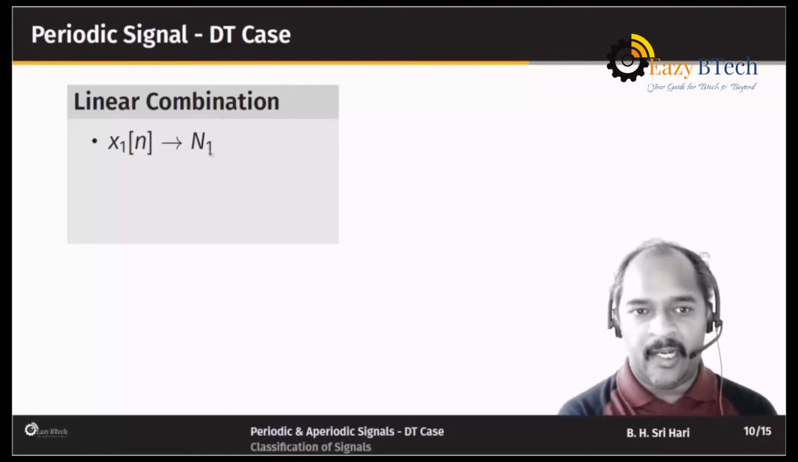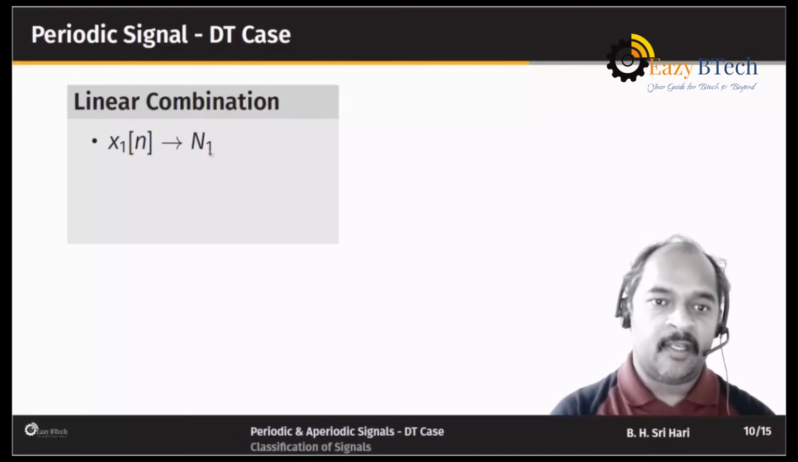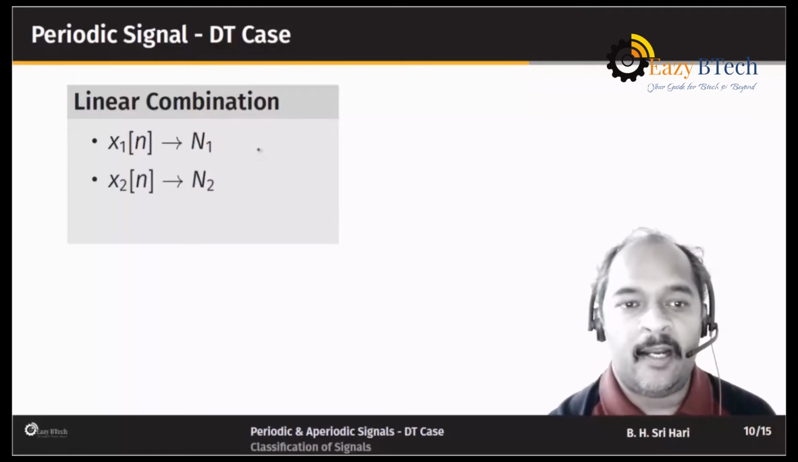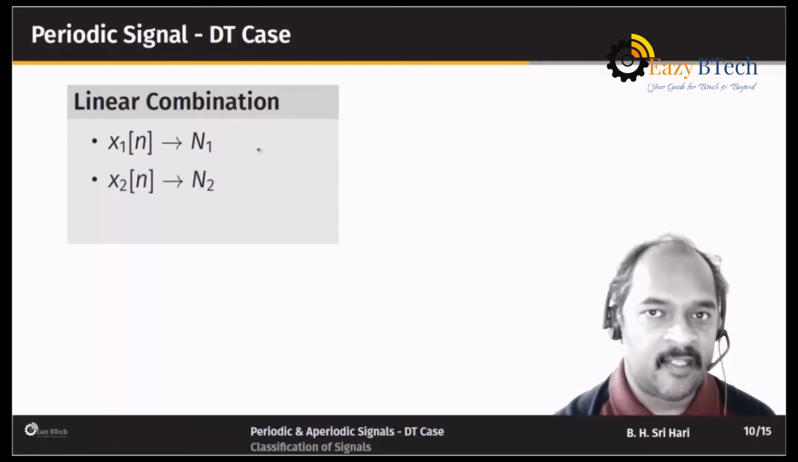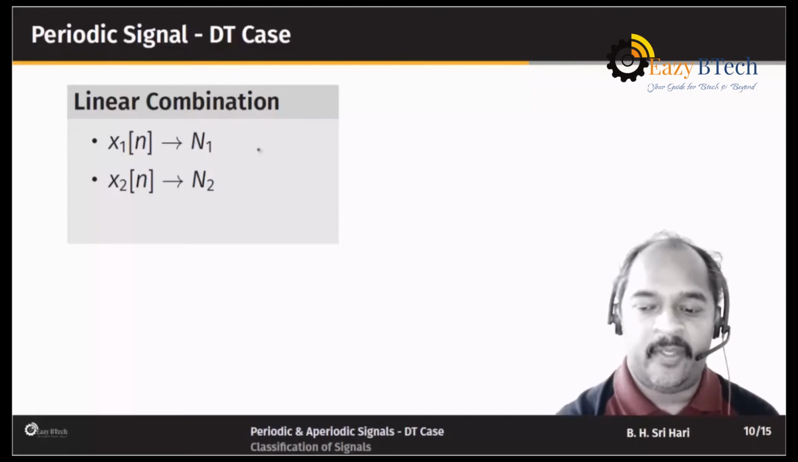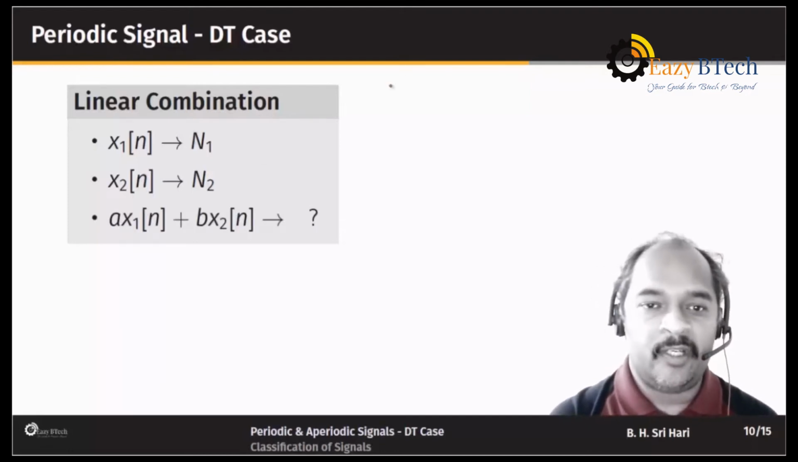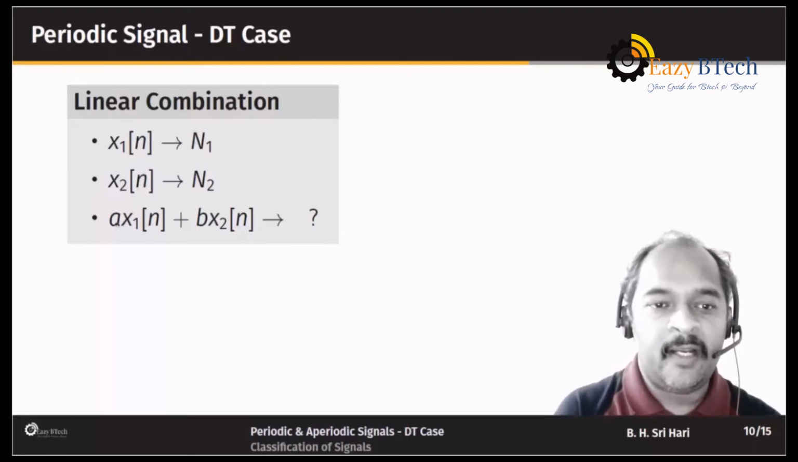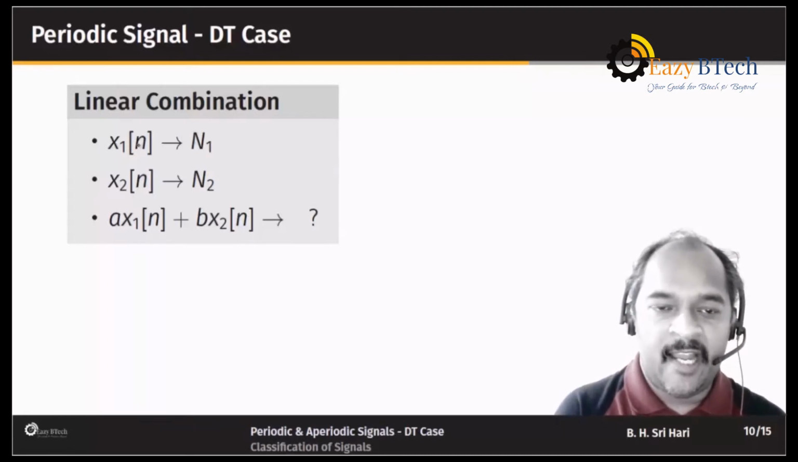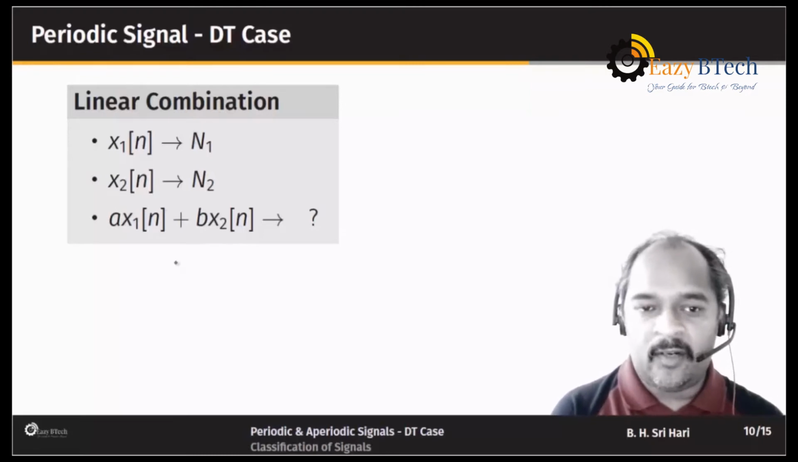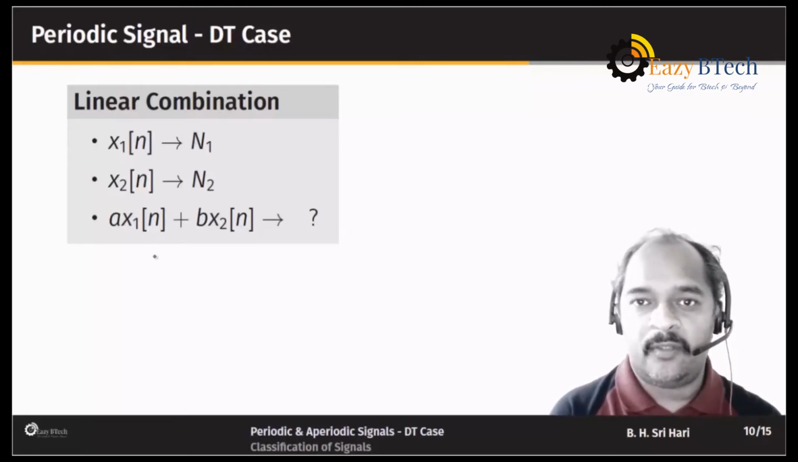Let us assume that x1 of n is a discrete time periodic signal with period N1, and let us say x2 of n is another signal which is periodic with period N2. Now the question is what happens if you take a linear combination of these two signals. What do I mean by that? You amplitude scale x1 of n with a and you amplitude scale x2 of n with b and add them, then we call that a linear combination. So if you take a linear combination of these two signals, is the resulting signal periodic?